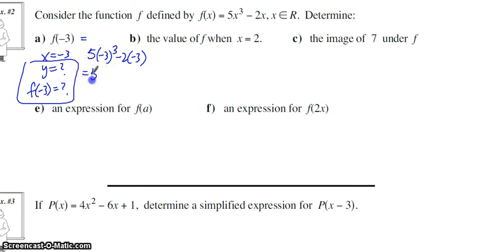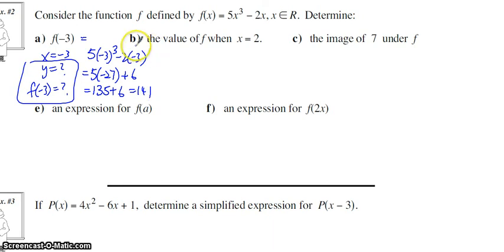5 times -27. -2 times -3, that's +6. The brackets are important. You cube -3. If you don't write the brackets, it reads very weird, like 5 minus 3, it's all wrong. So put the brackets there, and then you evaluate this. This is 135 plus 6. So the answer is 141.